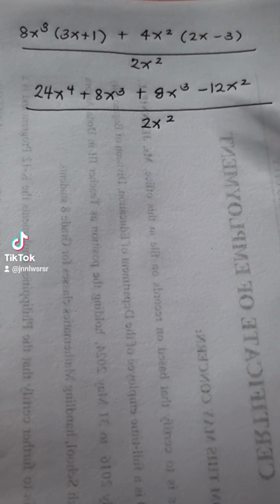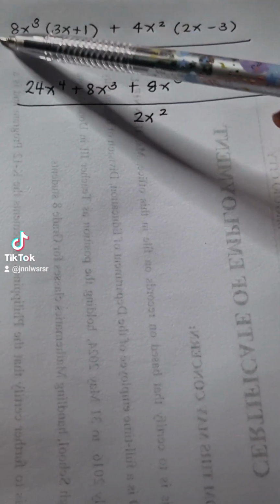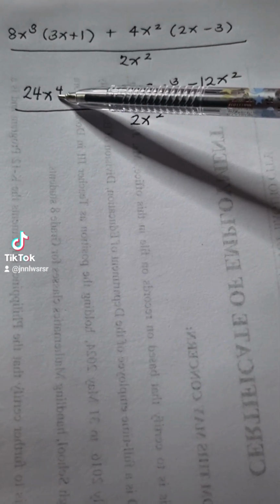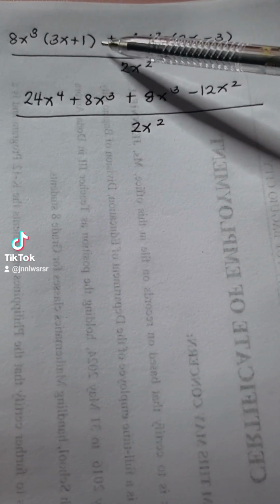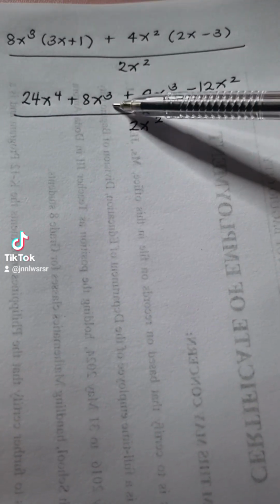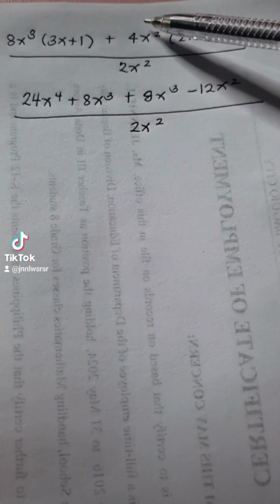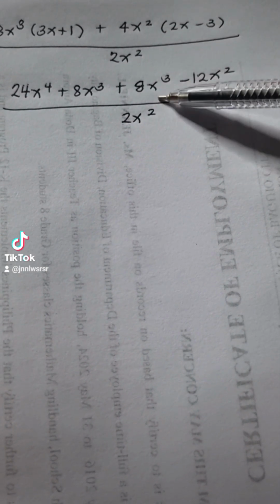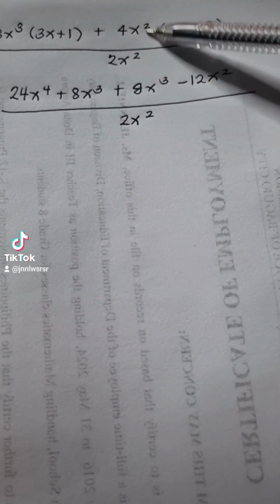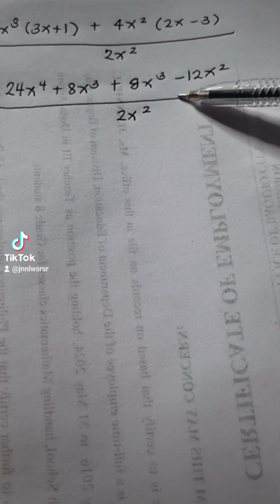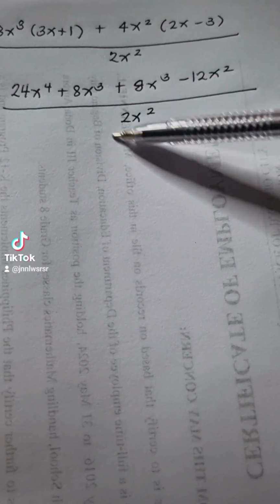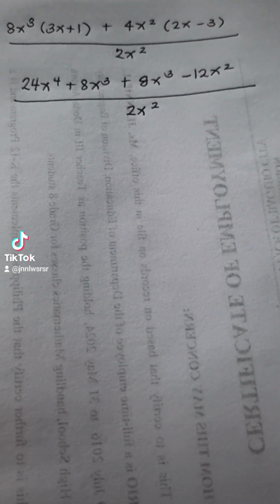Okay, so when we apply the distributive property, 8x cubed times 3x, we have 24x raised to 4. 8x cubed times 1 is positive 8x cubed. Plus 4x squared times 2x will have 8x cubed. And then 4x squared times negative 3 will give us negative 12x squared, divided by our original denominator, 2x squared.